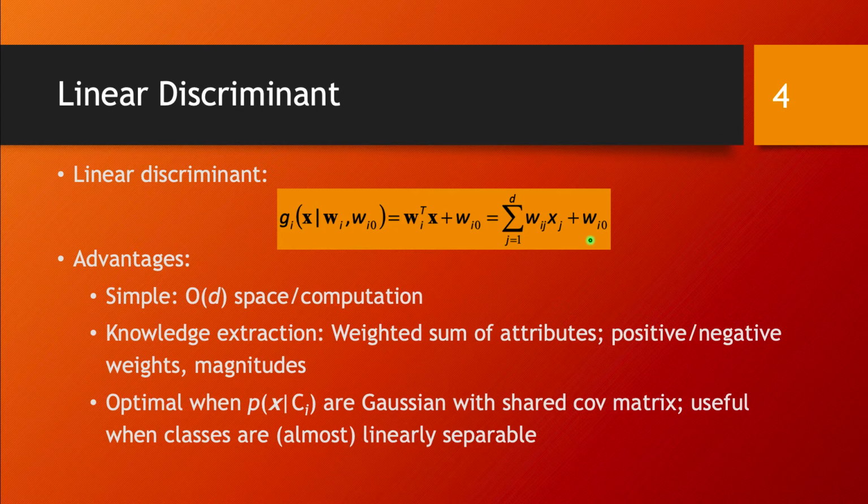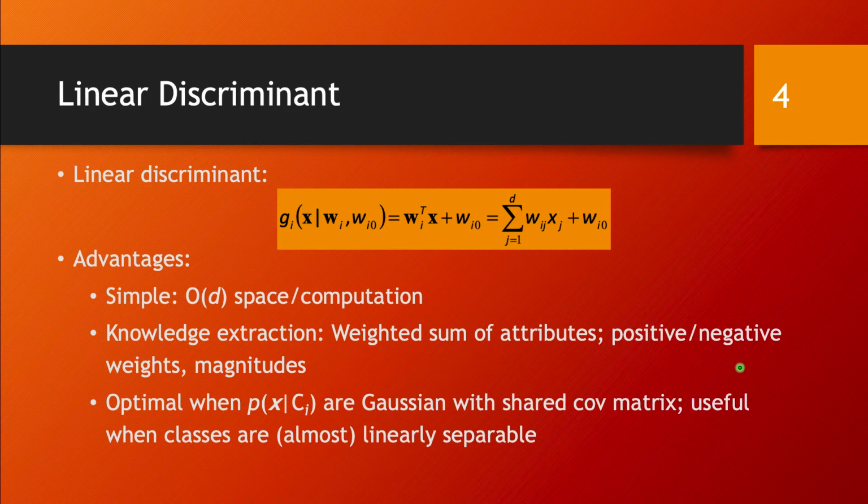So there are some advantages in doing classification with linear discriminants as opposed to likelihood-based methods. One is that it's a simpler method, and in particular it only takes O(d), both in terms of space and in terms of computation time. The other point is that to some extent you can interpret these linear discriminant methods a little bit more easily.